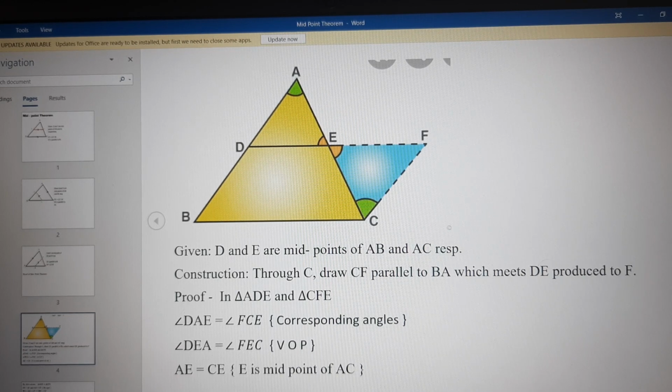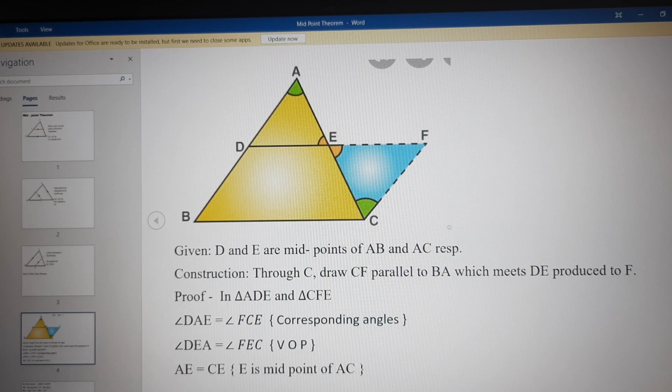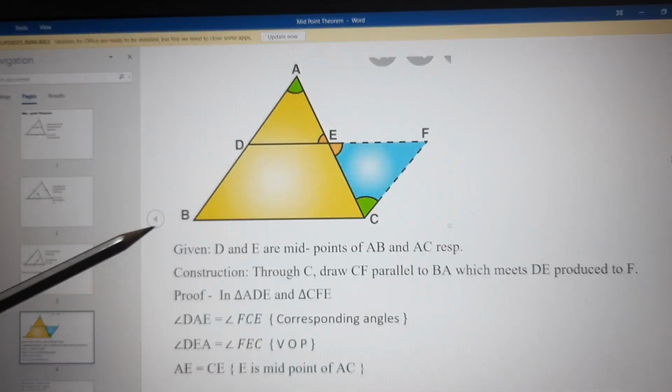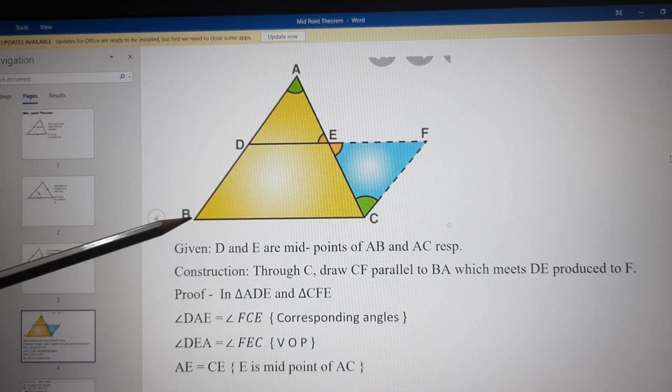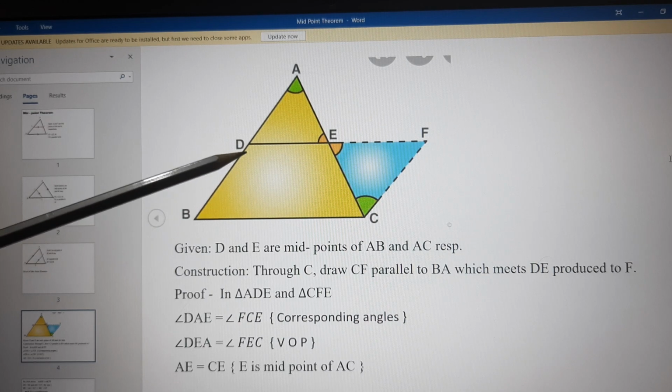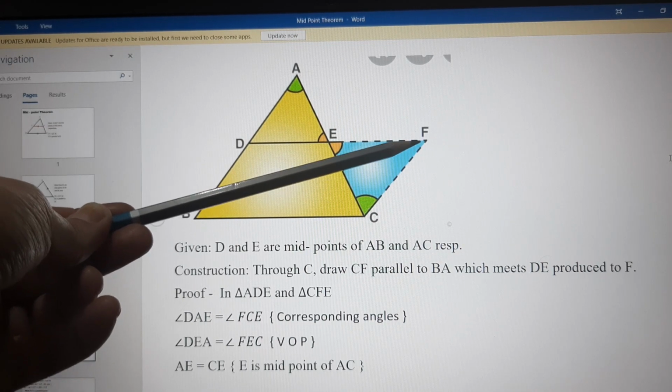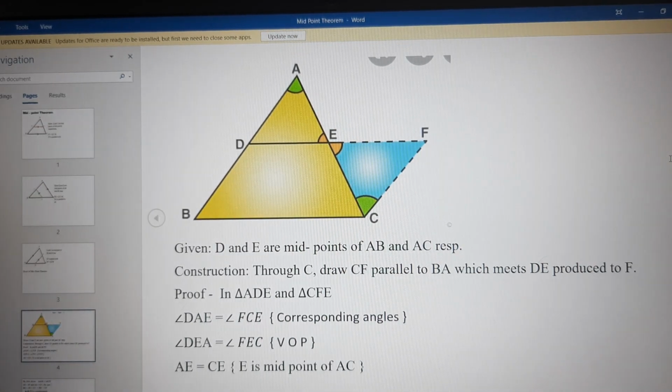Two things have been given: that D is the midpoint of AB and E is the midpoint of AC. And we have to prove that DE is equal to half of BC and DE is parallel to BC. So for this, what we'll do is draw a line CF through point C. We will draw a line CF which is parallel to line segment AB, and if we extend DE, that extended line will intersect CF at point F.